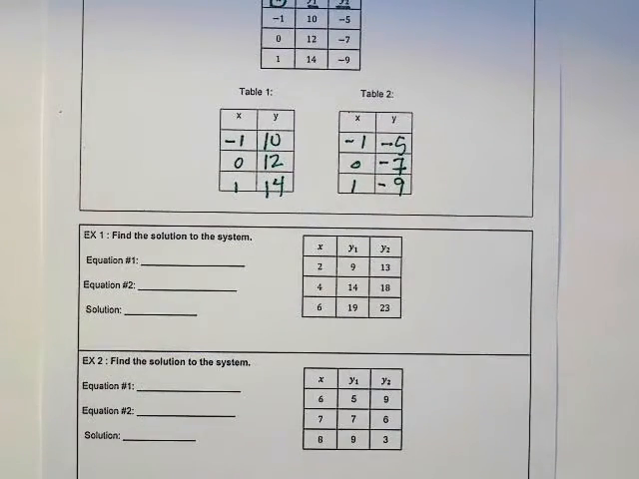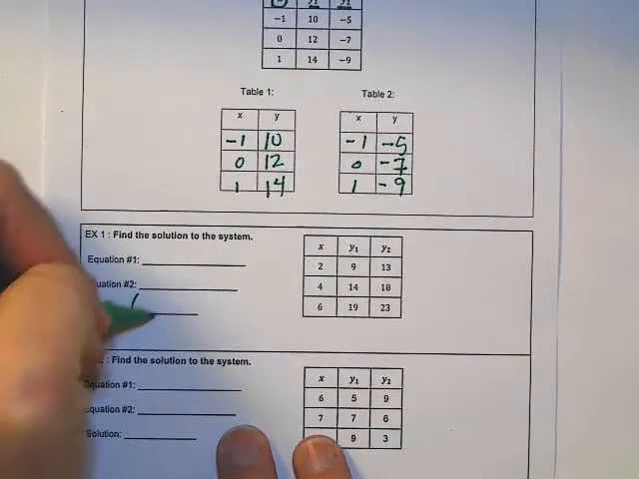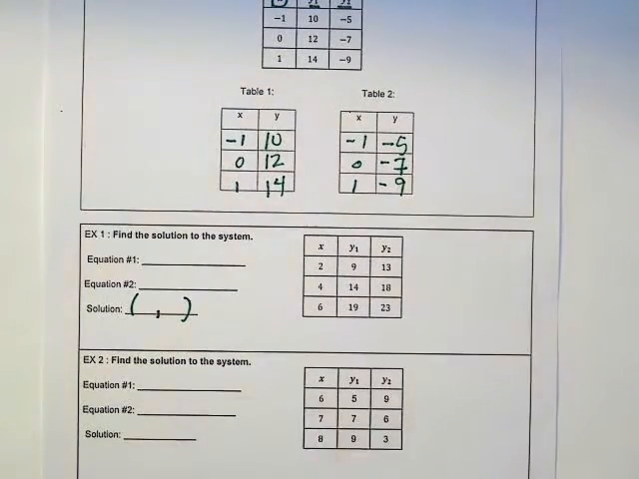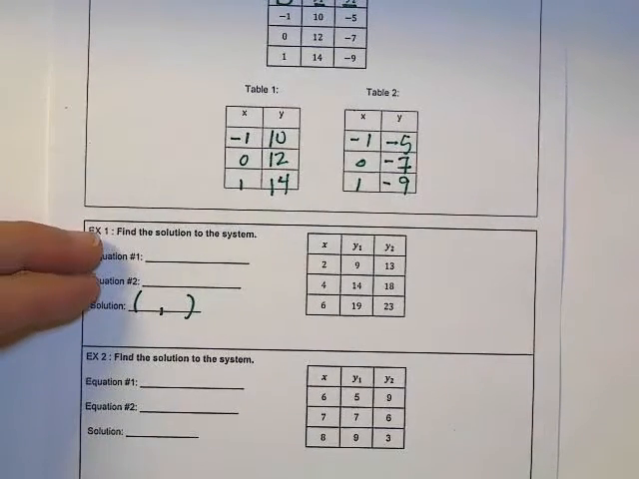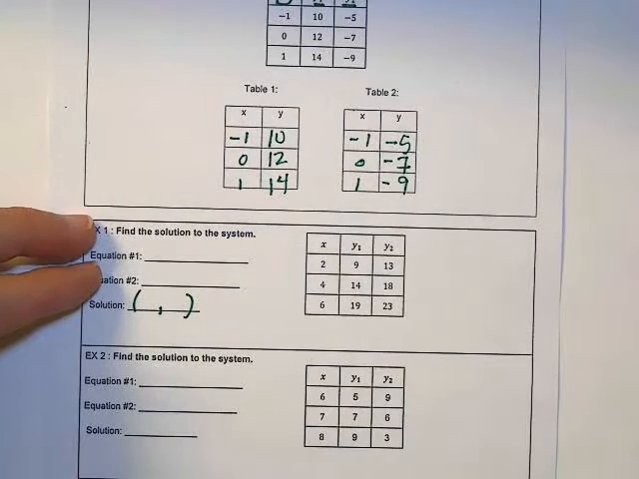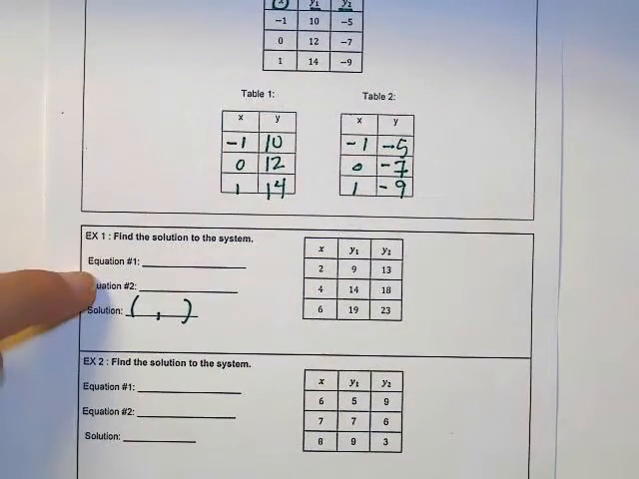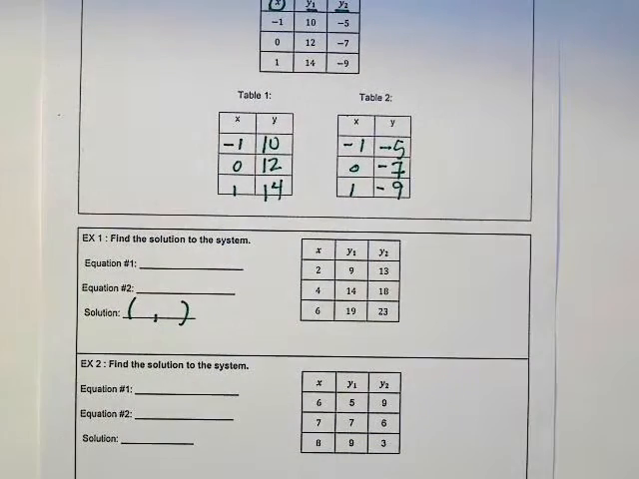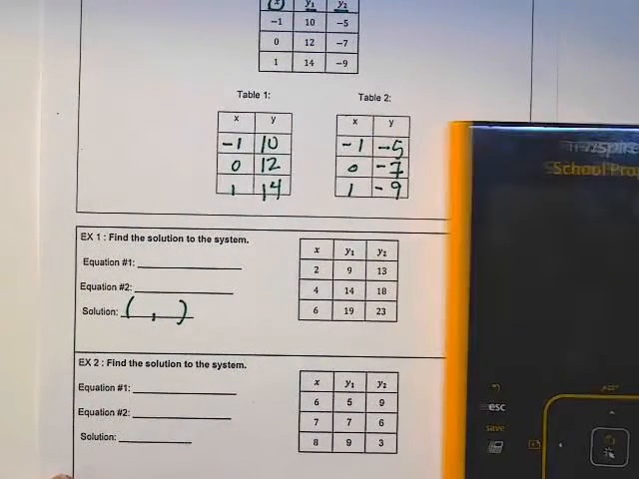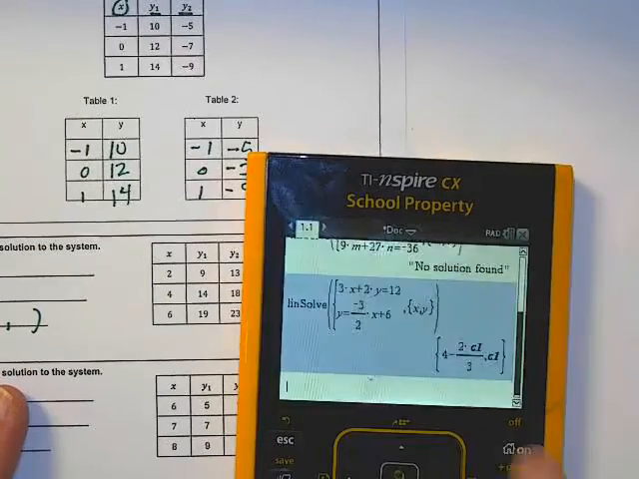So, let's actually do a problem. Find the solution to the system. What does solution mean? A point where they cross. So the solution is going to be an ordered pair. In order to know the solution, I got to have two equations. Are you with me? How do I go from table to equation? Lists and spreadsheets. Everybody go to lists and spreadsheets, but don't plug anything in yet.